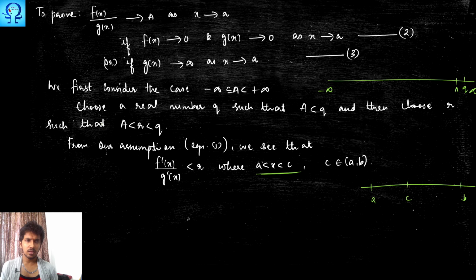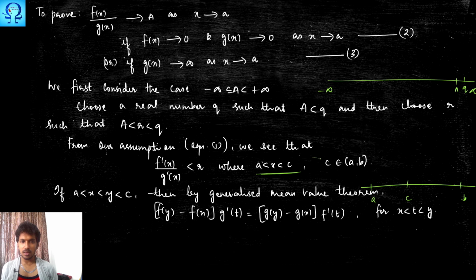How can we plot these things? If you wish to plot these things, the choice of a and b lies on the x-axis and the choice of A, q and r lies on the y-axis. This is how we have chosen A. Then between a and c, we choose two other points, namely x and y. With the help of this x and y, we make use of the generalized mean value theorem. We choose some points between a and c, and to those points we apply the generalized mean value theorem. And here we will have some dummy variable, which has to be chosen between x and y.